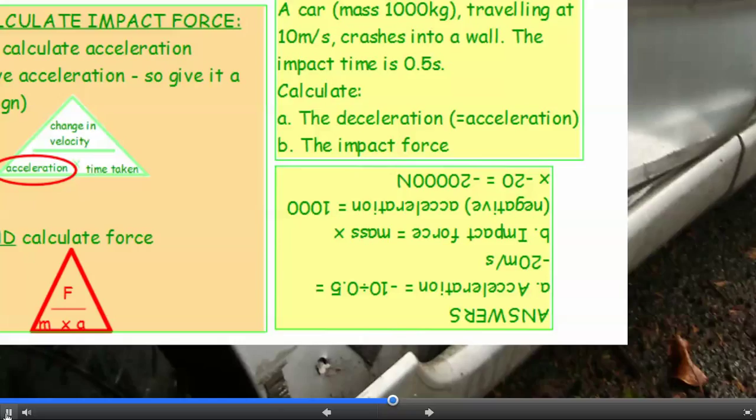So here's the answer. Calculate the acceleration first, and then use your answer from that to then calculate the force.